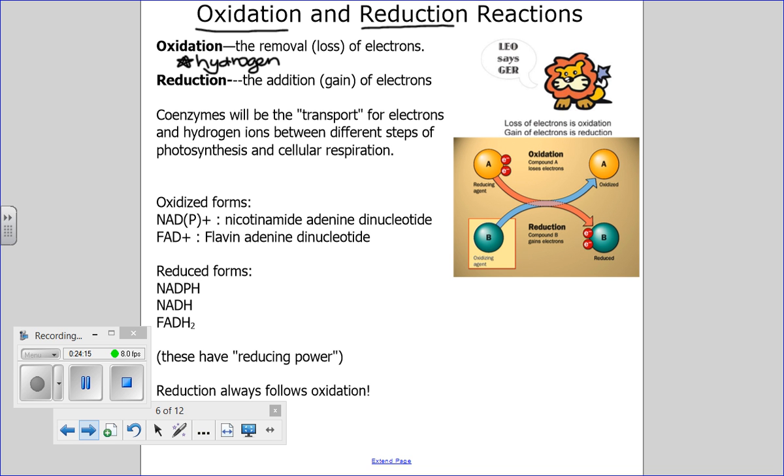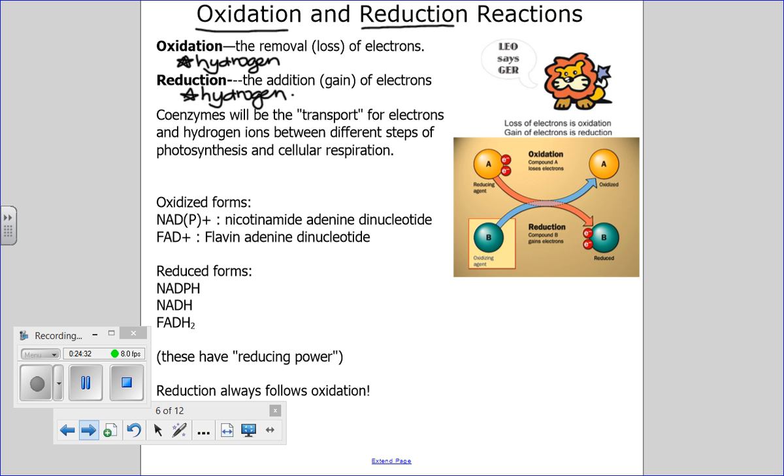Gaining something is reduction. Now again, because we're focusing on some pretty specific reactions, we're going to focus on the gain of electrons on hydrogen, not just on any atom in general.